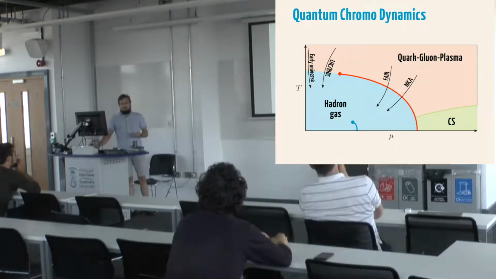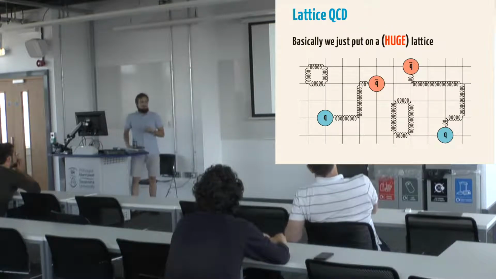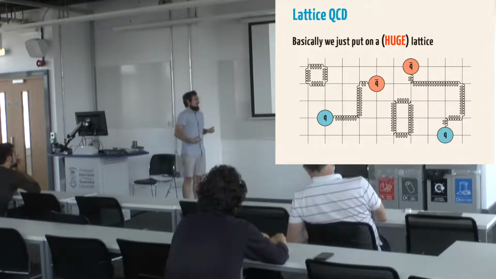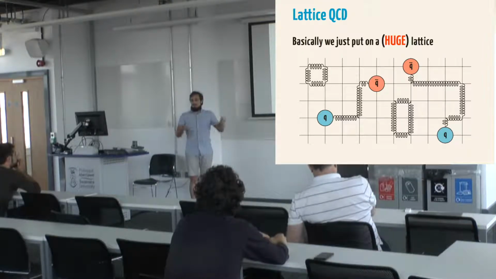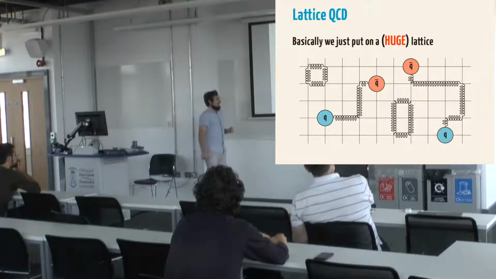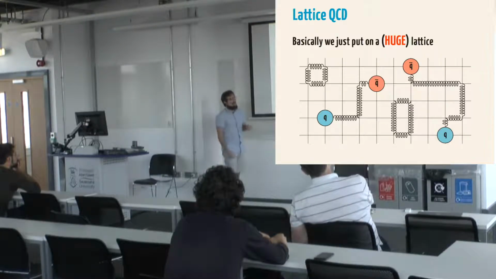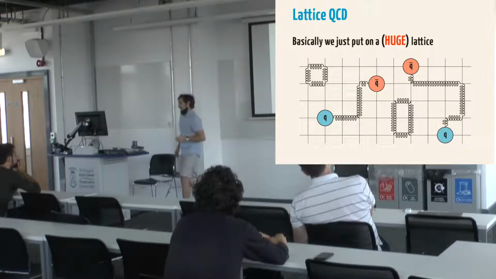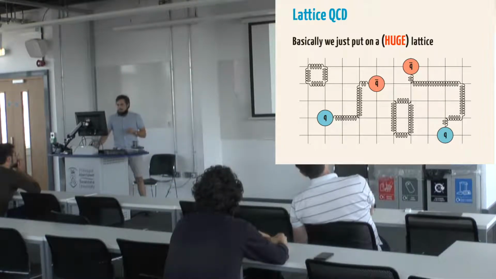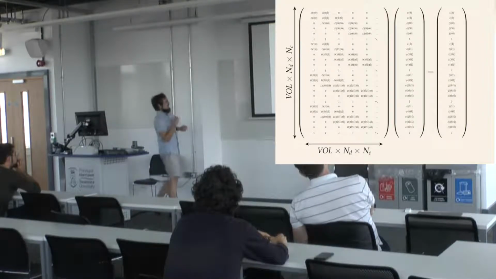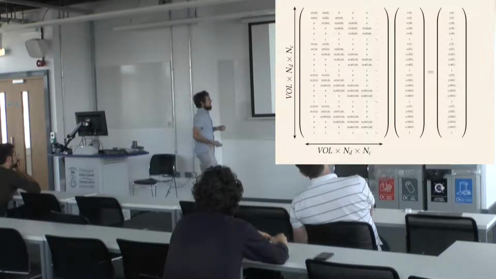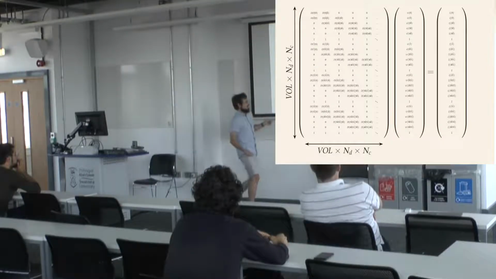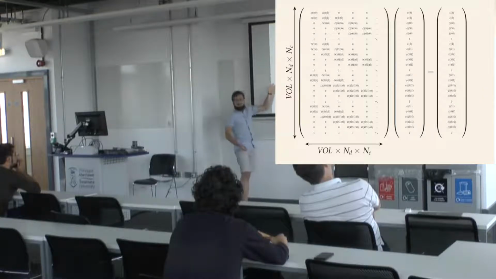The problem is, as I said, solving this theory is very difficult, so what do we do? We basically say, okay, we can't solve it analytically, so instead we discretize space-time, put it on a huge lattice, and run it through a supercomputer. On this lattice, you will have gluons living on these links, and then you have quarks living on the sites, and they're connected by gluons, and everything is nice and peachy. The problem here is this is the equation we want to solve. This is a matrix equation, so we want to invert this matrix.